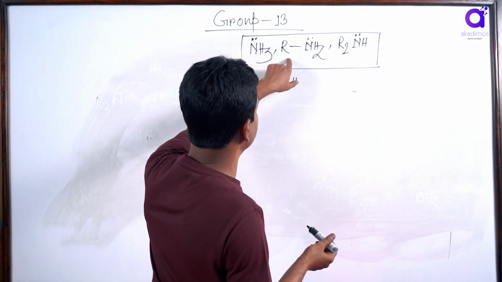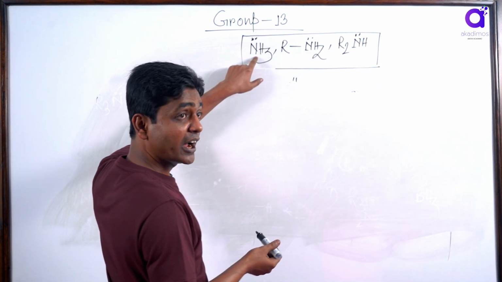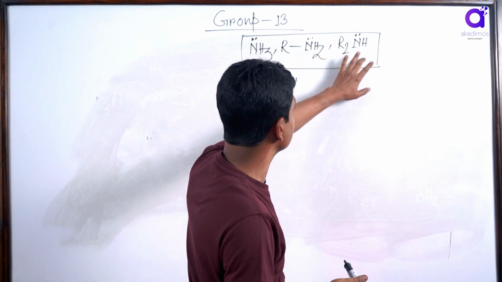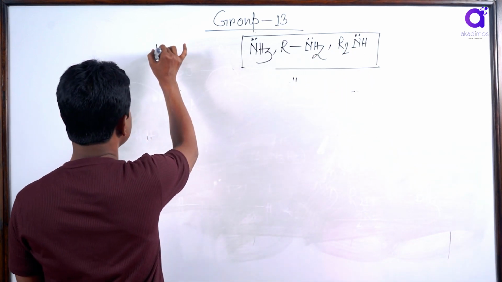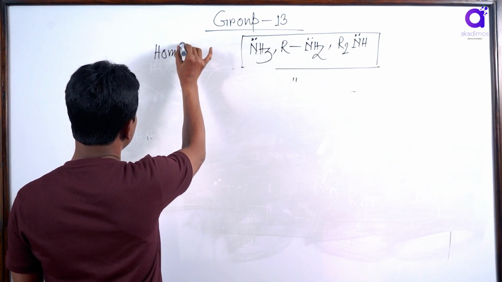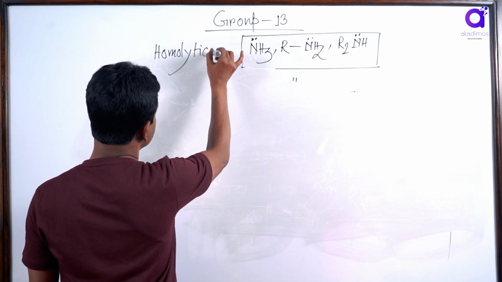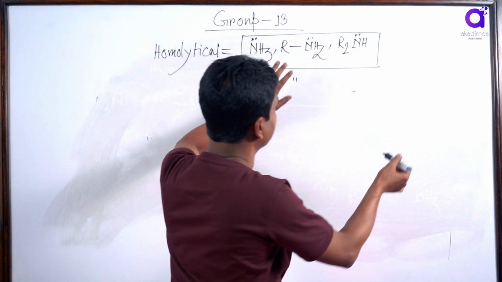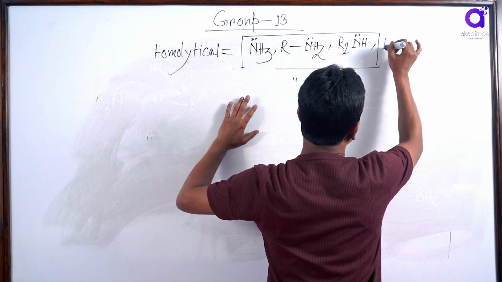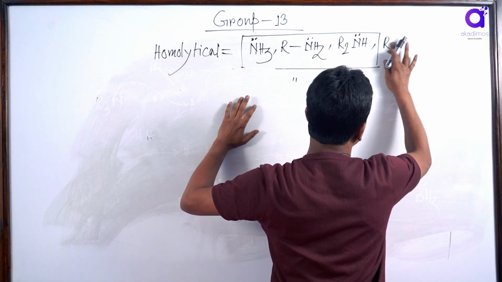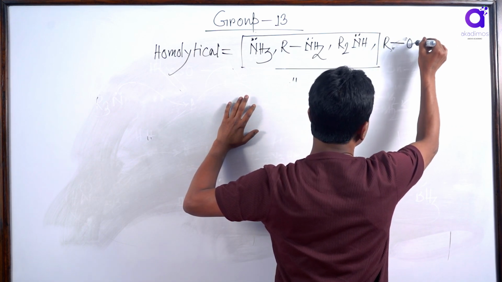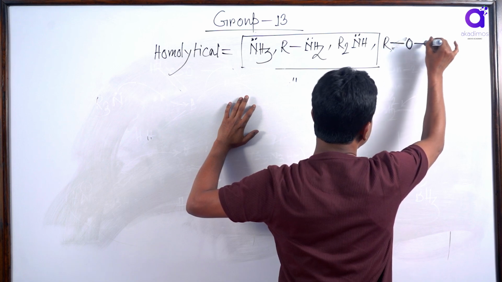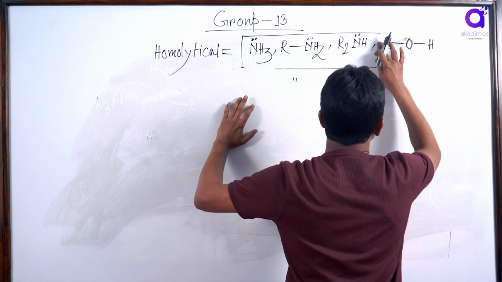This example I have given, since you know there is hydrogen, minimum 1 hydrogen is required with nitrogen for heterolytical cleavage, and this will do heterolytical cleavage. Again you can give the example of any ROH, here also alcohol, and there is hydrogen with oxygen, that's why there you will get heterolytical cleavage.